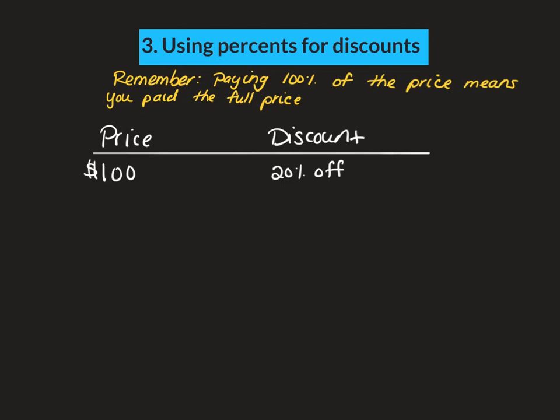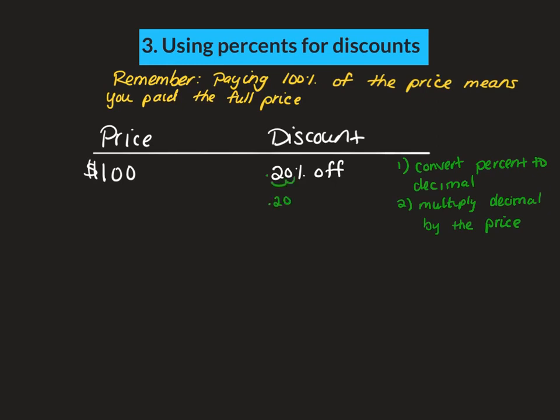I can either figure out what 20% of 100 is and deduct it from 100, or I can figure out what portion of 100 I'm going to pay as a percentage and multiply. We'll do each of these versions. Let's start with finding what 20% of 100 is. We first need to convert our percentage to a decimal, and then we'll multiply that decimal version by the price.